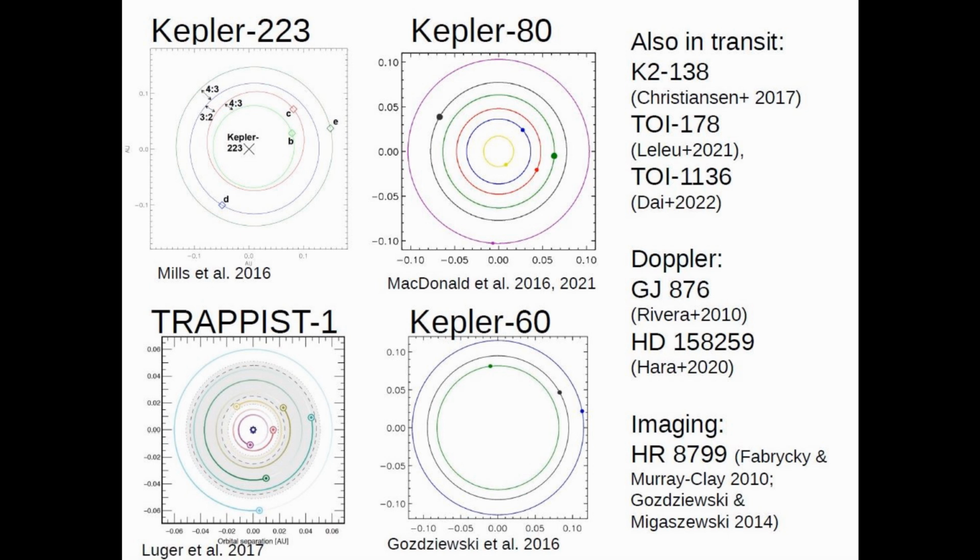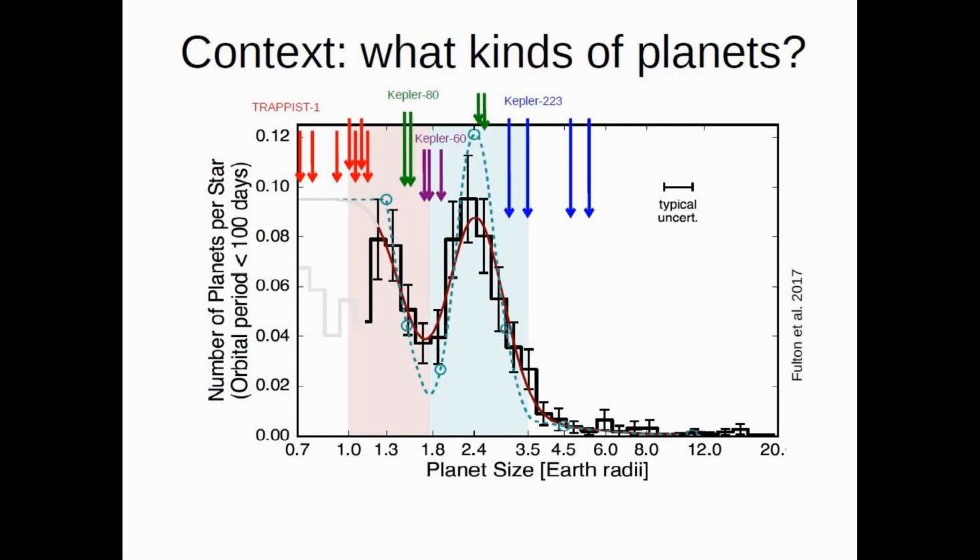All right, so I told you about the ratios of periods. How about the planets themselves? On that earlier plot, I showed you that there's super Earths and sub-Neptunes. Now I'm just showing you where each of these systems' planets fall. So we have a variety. TRAPPIST-1 actually has Earth-sized planets and some sub-Earth-sized planets as well. And then Kepler-80, its inner planets are super Earths.